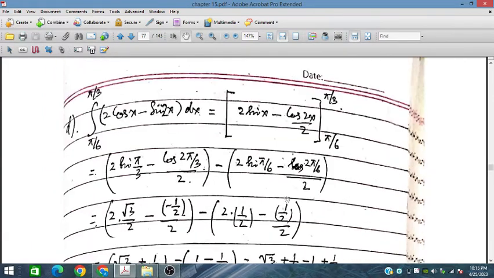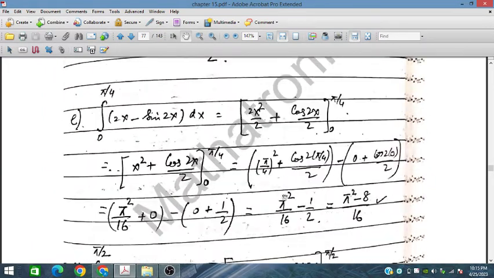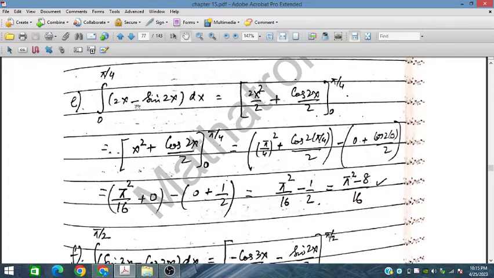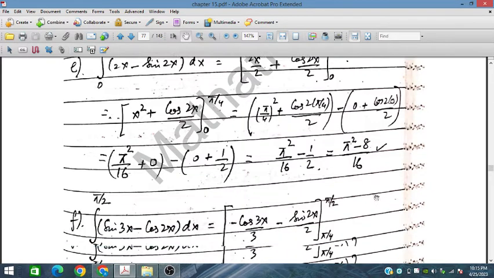Similarly, for this e part, (2x minus sin 2x) dx, 0 to pi by 4, the integral of 2x is 2x squared divided by 2, and the integral of sin 2x is minus cos 2x divided by 2, with the limits 0 to pi by 4. Substituting the limits, this 2 will cancel this 2, giving x squared plus cos 2x by 2, from 0 to pi by 4. On substituting the upper limit here and then the lower limit here, we have obtained this solution.